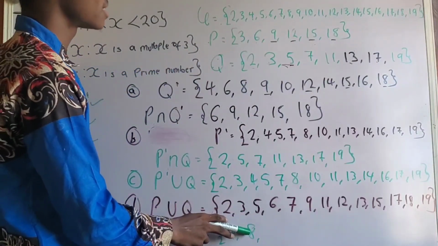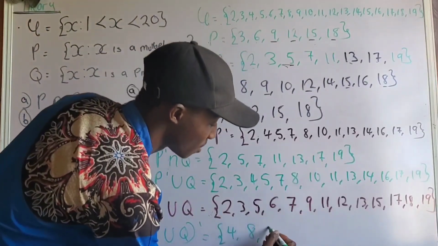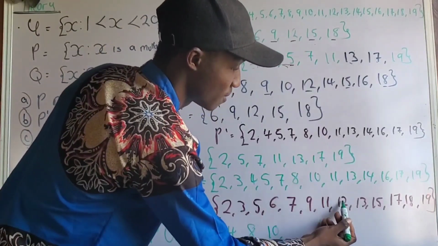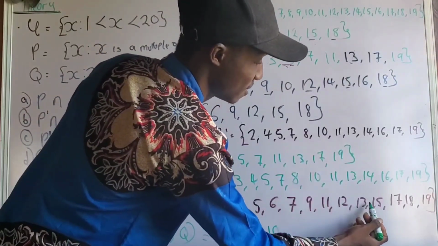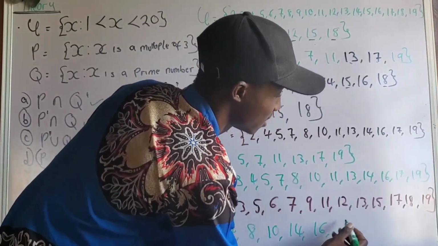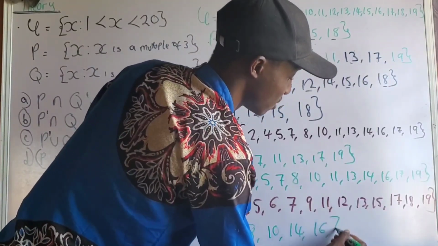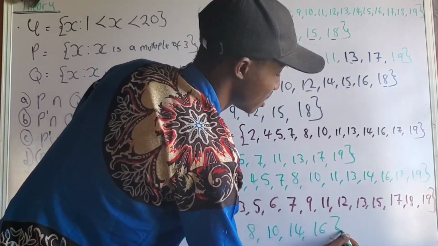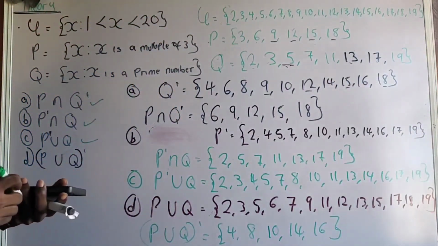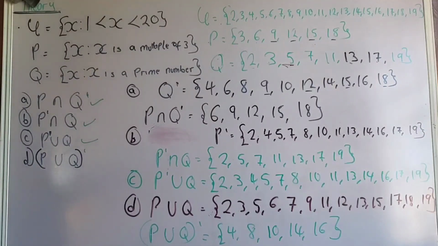So we are going to put 4. After 4, we have 8. Okay, after 8, 9, 10 is not present, so we put 10. After that, 11 is present, 12, 13. Okay, we put 14, 16. Okay, these are all the elements that we have in the P union Q complement: 4, 8, 10, 14, and 16.